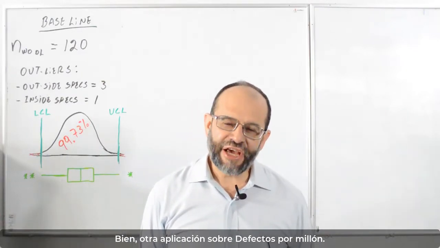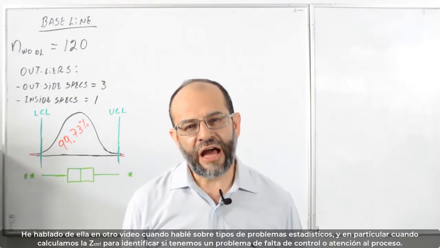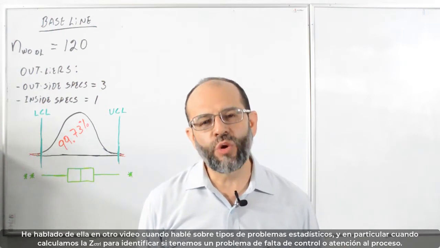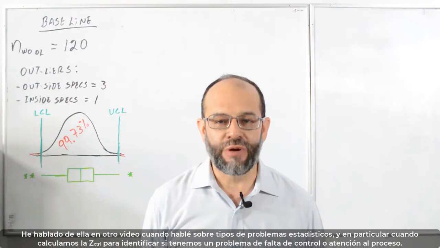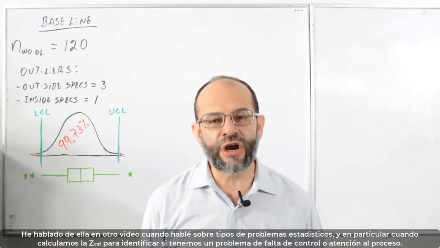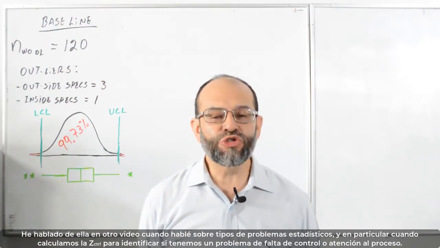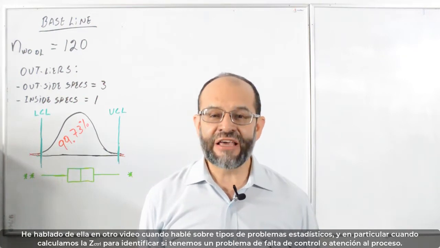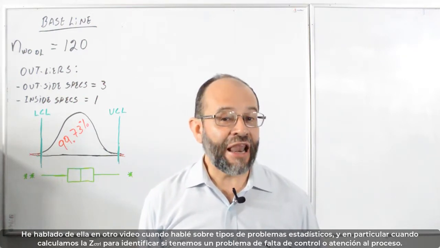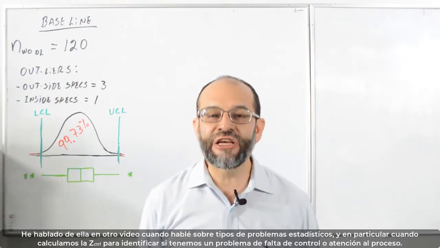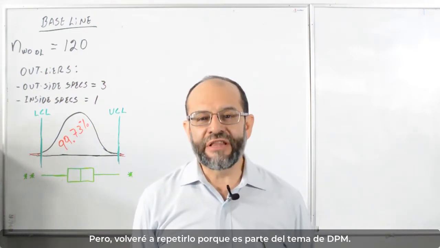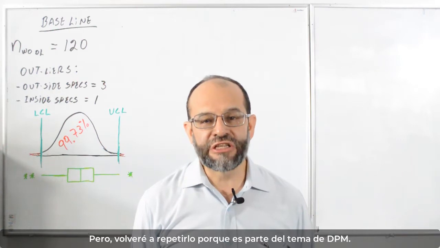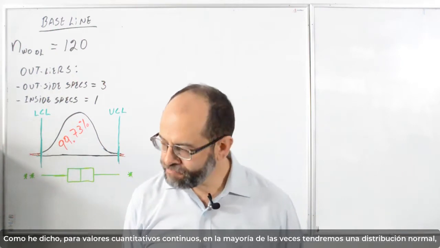Well, this other application about defects per million, I have talked already about that one when I was talking about type of statistical problem, and basically that is when we were calculating Z control to identify if we are having a lack of control or lack of attention to the process problem. But well, I will repeat that because this is part of the subject, defects per million.